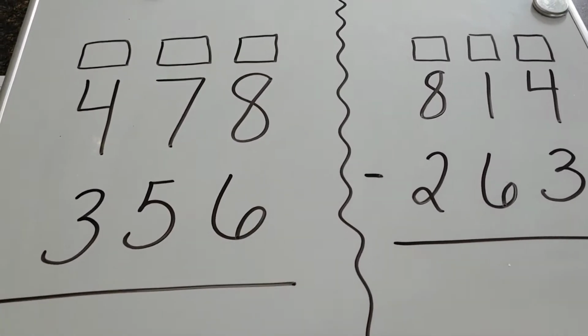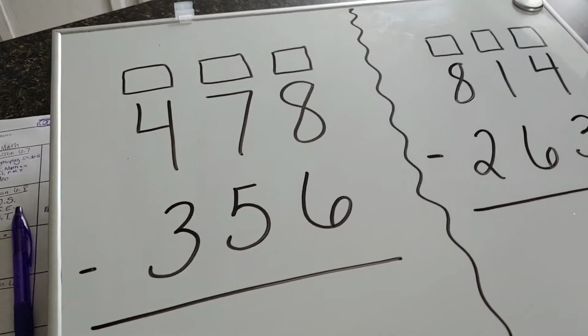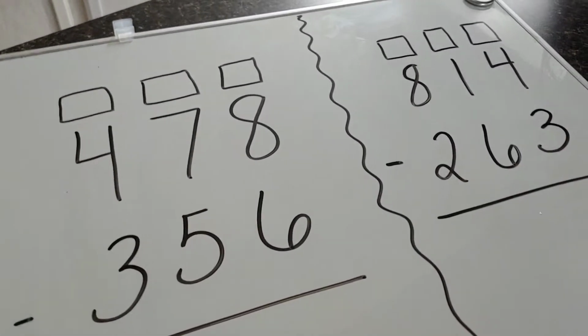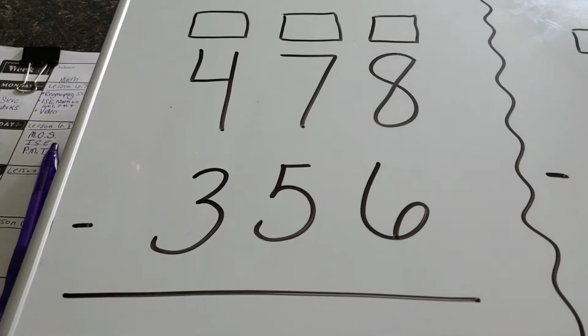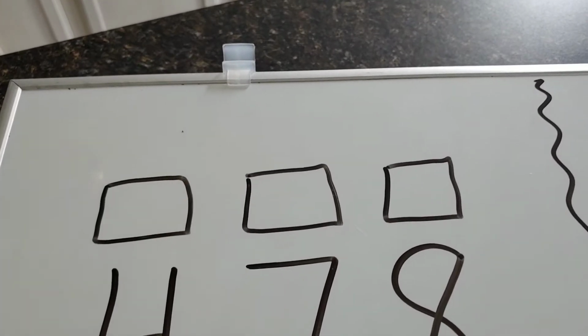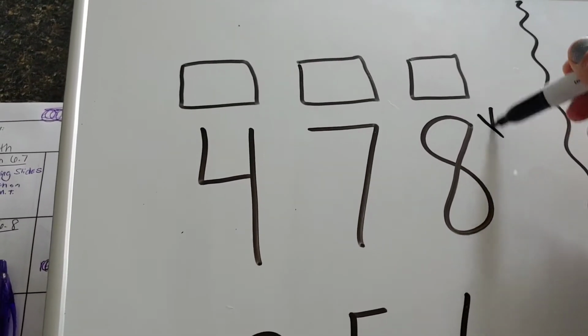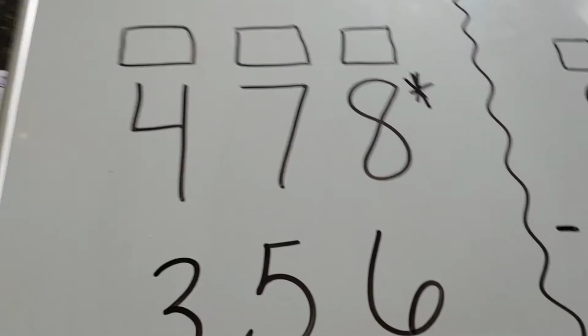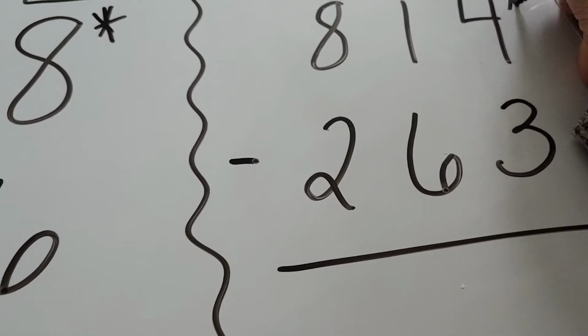Today we'll be looking at two word problems for lesson 6.8, which is about regrouping in the hundreds. Let's take a look at these two problems. The first one is 478 minus 356. The boxes are in case I need to regroup. I'm putting a star next to the 8 because it's in the ones place, and that's where I always start subtracting. Same thing with this problem.